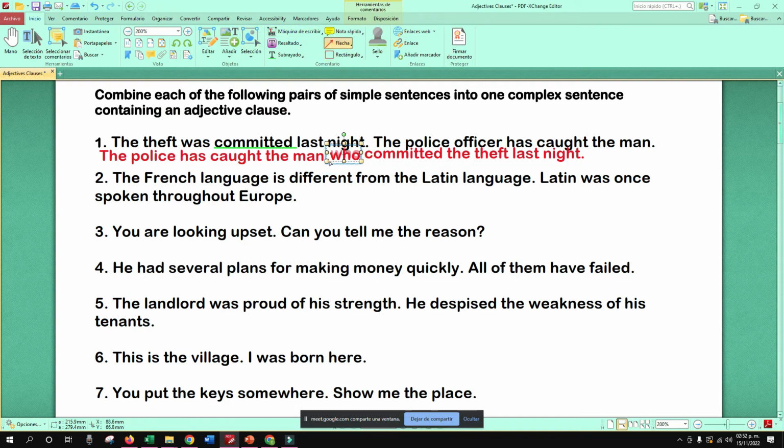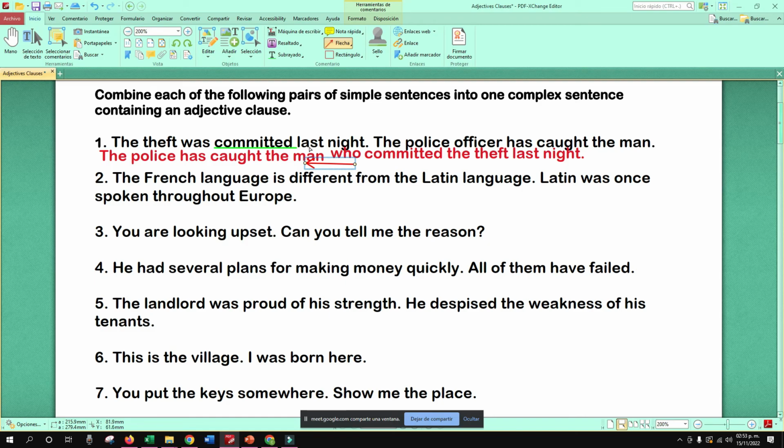So in that case, guys, you're using who. What is this? The relative pronoun, right? And why did we use that? Because we were talking about a man. And remember, you're going to use who for people, or also whom if it is an object of a relative pronoun. But in this case: the police has caught the man who committed the theft last night. We are combining both sentences using a relative pronoun, and here we have an adjective clause. You are adding extra information about the man who committed the theft last night.